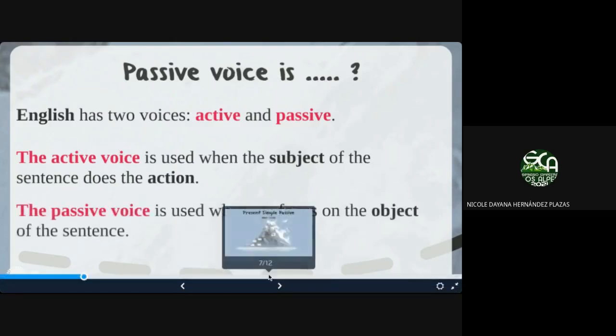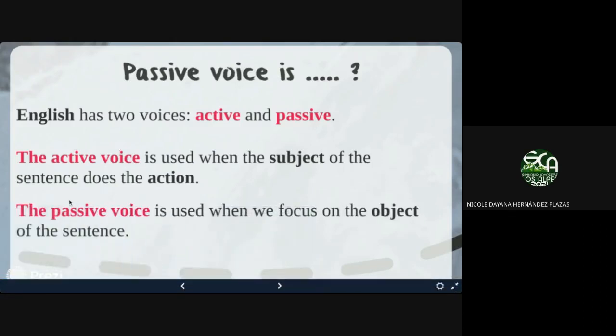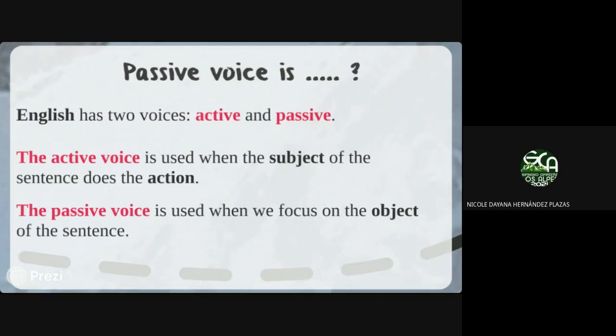What happened with passive voice? We are going to check, babies. The passive voice is used when we focus on the object of the sentence. So this is the first thing you need to know. In active voice, as I was telling you, the important thing is the subject that is doing the action. Lo importante en la voz activa es el sujeto que está realizando una acción.